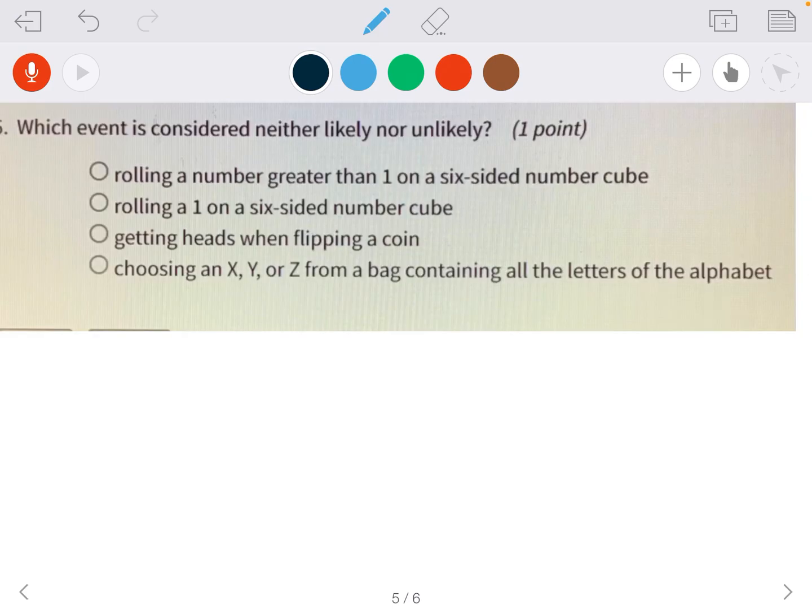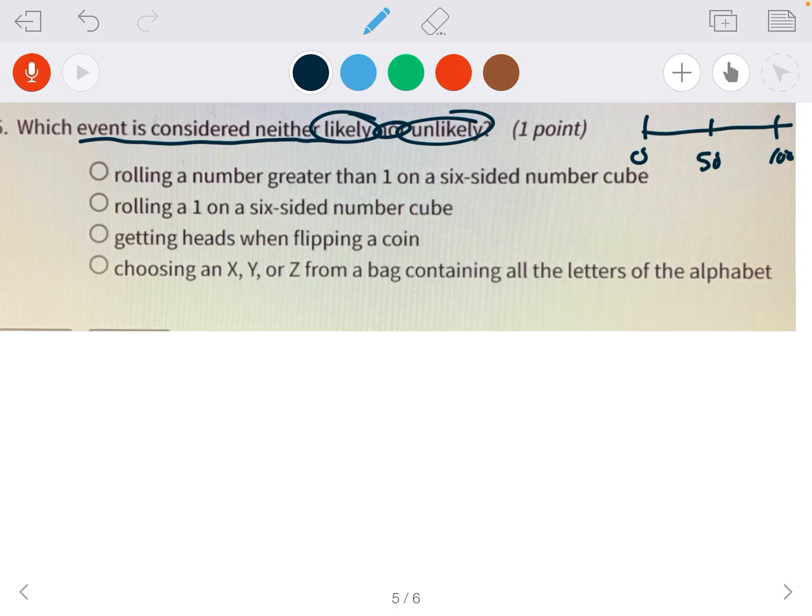And then the final one on the practice, which I'm also going to talk about the quick check in just a second. Which event is considered neither likely nor unlikely? If you remember your scale of 0, 50, and 100, if you watched my video, 0 is not going to happen at all. 0% of me doing a backflip successfully is 0%. 100%, well, the 100% is the sun and moon will make a full day. So anyway, which is neither?